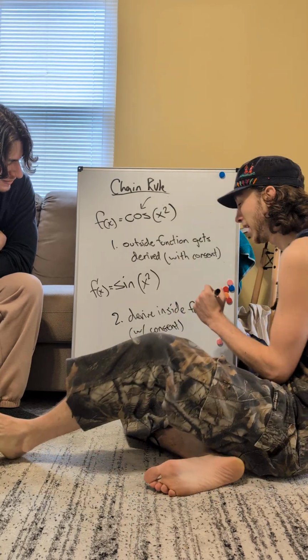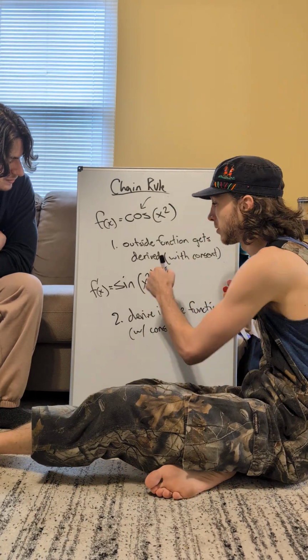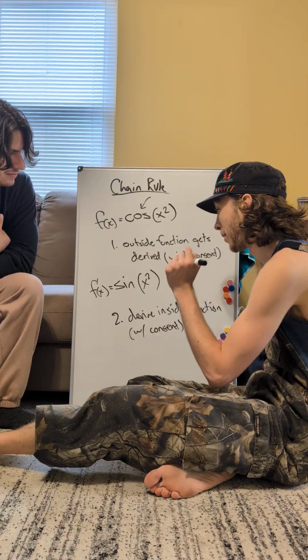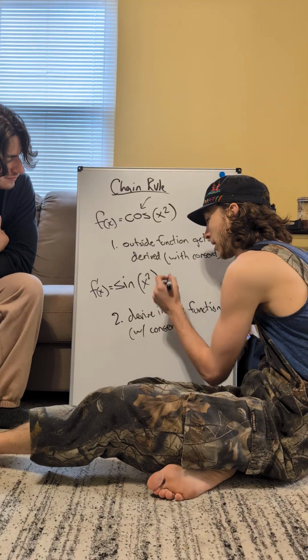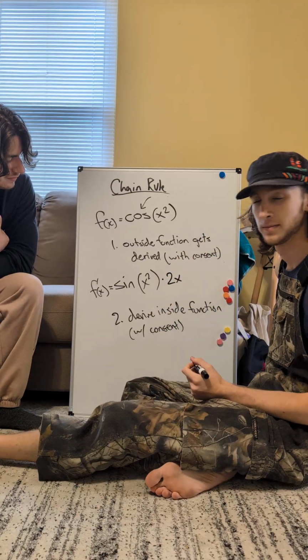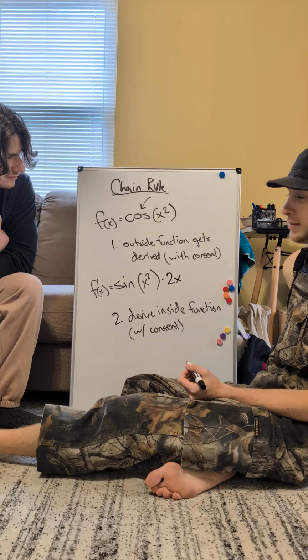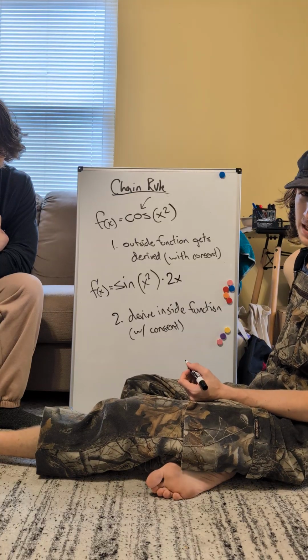The derivative of the inside function, we use the power rule, which Andrew told you about earlier. They get multiplied together. That's it. That's all you need.